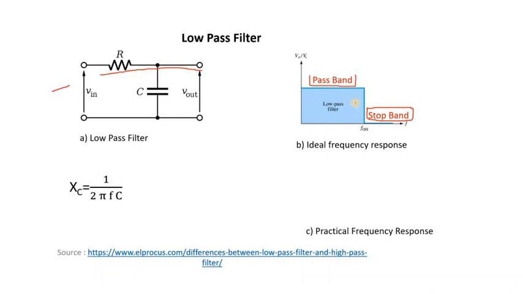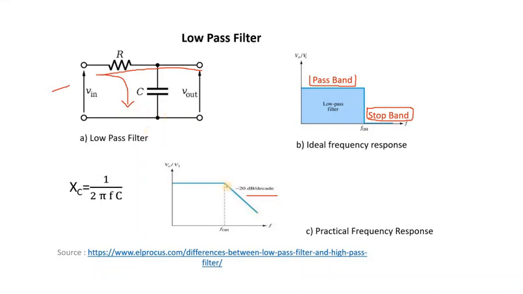This is the ideal frequency response, which does not exist. Practically, your frequency response goes like this. Here you will find FOH, the higher cutoff frequency, and here you have a minus 20 dB per decade slope. Some of you may ask why this slope is there. Here we have only one capacitor, and if you find the transfer function of this, as we have done in the previous lectures, you will find that only one pole is there. So one pole leads to the slope of minus 20 dB per decade.